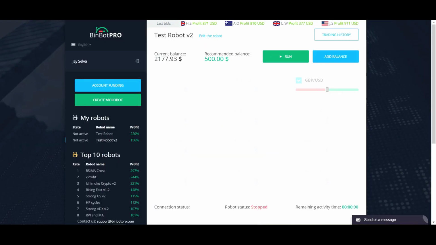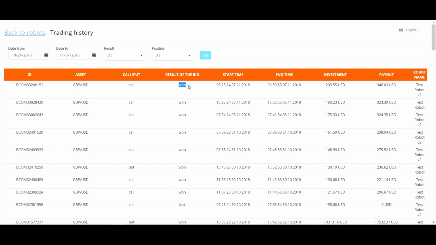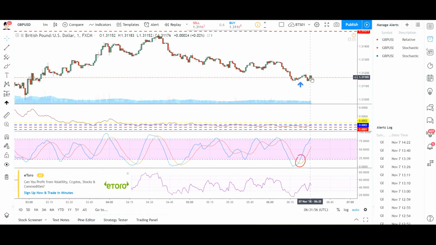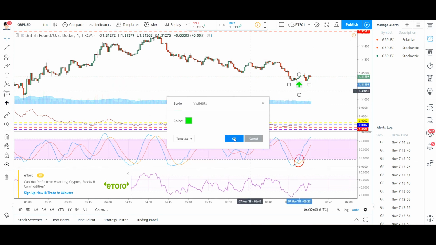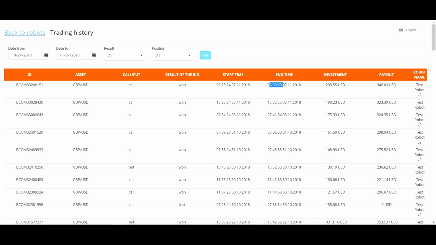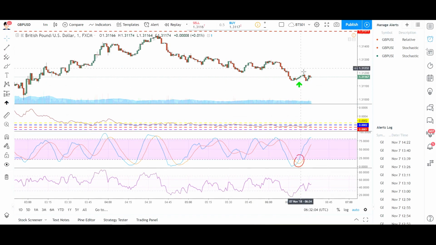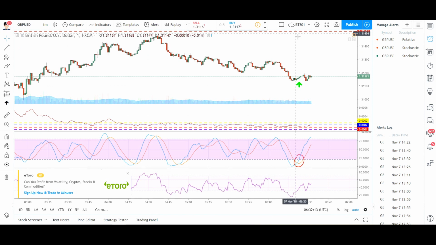Alright guys, so I'm back. Right now you can see my balance is 2100, and based on the trade history I've won the call trade. So let me change the color of the arrow into green. So it's a good method C execution, although there were two red candles, but the price went back up in our favor after that. Alright, so let's check out another trade example.